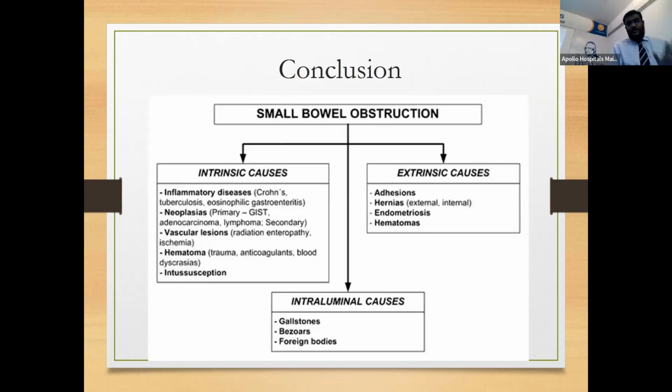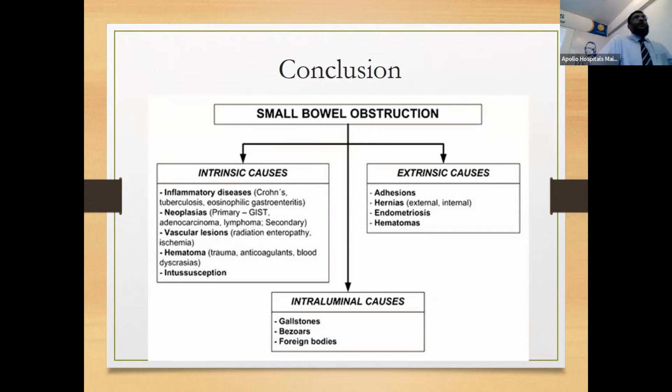So lastly, small bowel obstruction. If you are asked this question in the exam, what are the causes of small bowel obstruction? This is how you answer. Even in the fellowship examination, the candidate is expected to answer just this way: extrinsic causes, intrinsic causes, and intraluminal causes. In fact, what we have seen today, we've seen 4 cases today, right?